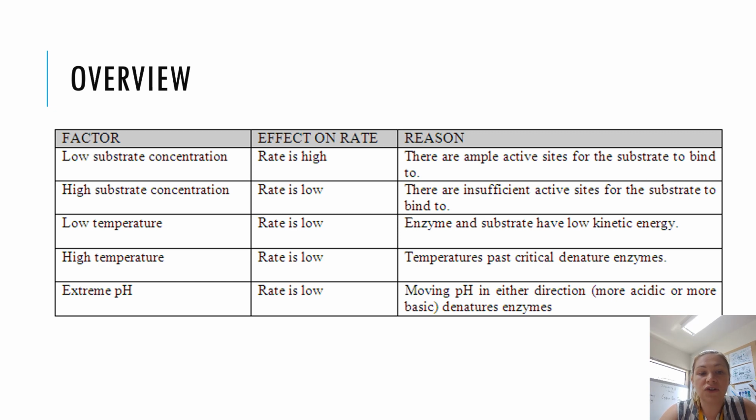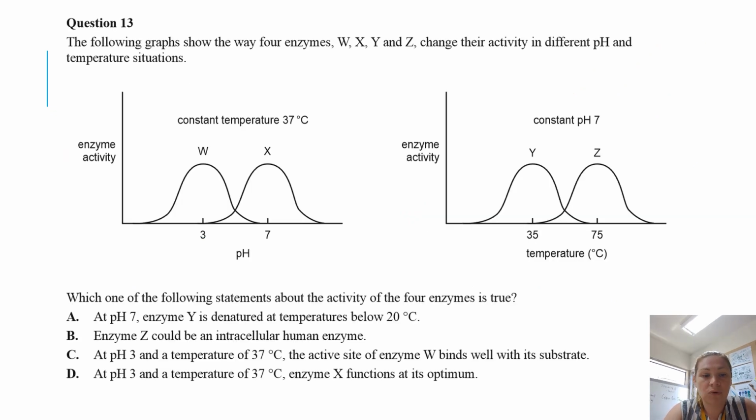This slide provides an overview of the factors which affect the rate of reaction in enzymes and their effect on the rate and the reason. This is a super duper important slide. Please add that to your notes because it will help you to answer some application type questions when we get there. Okay, now we've got a question for you to answer on Edpuzzle. Okay, so the answer to that question was C.